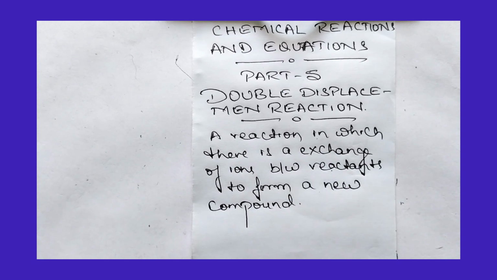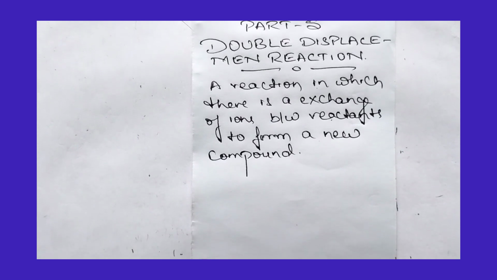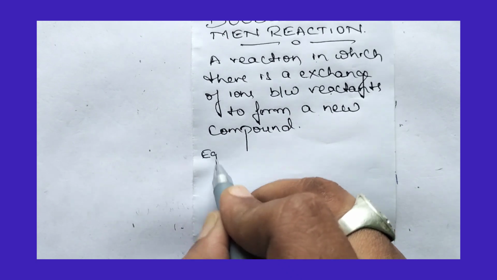Such a reaction is called double displacement reaction. This double displacement reaction is also called a precipitation reaction. So now let us take an example for double displacement reaction. So let us take an example here.